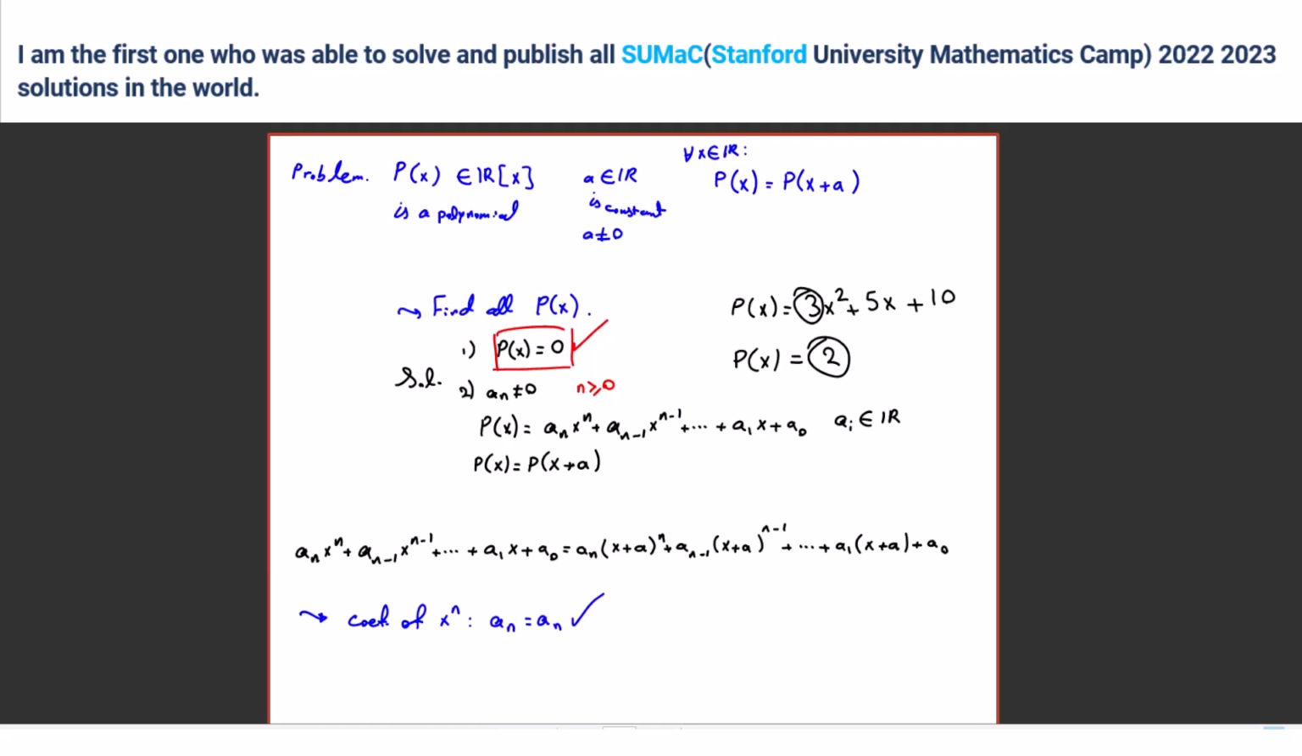Wait, wouldn't p of x equal to other constants also work? Yes, if p of x is constant, here, if you consider other coefficients, you will reach that only constants work. Consider the coefficient of other terms, then you can prove that.